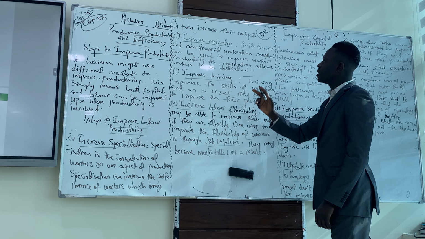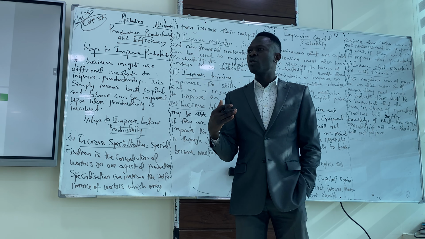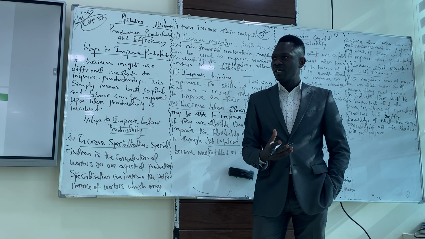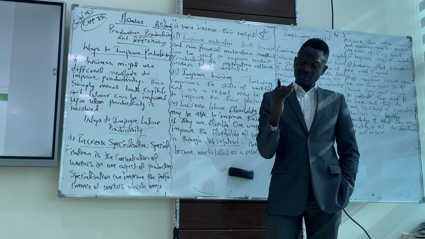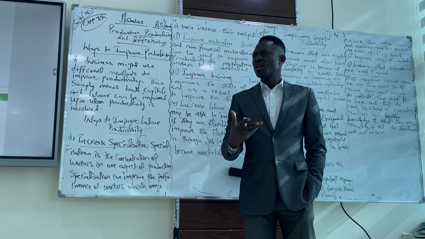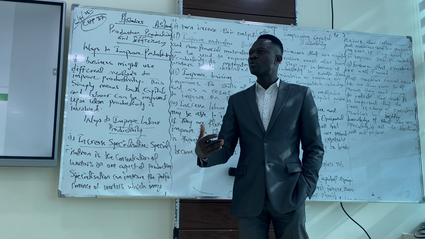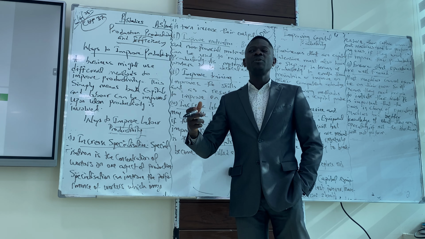The second way is through motivation. When we talk about motivation, we're talking about things that make workers want to work, things that make them happy at the workplace. For motivation, we have financial motivation and non-financial motivation. For financial motivation, we're talking about bonuses, increased wages, commissions, and the rest. This could make workers want to do more. And for non-financial motivation, we're talking about fringe benefits. When you give workers these things, it makes them happy, and they will be committed or dedicated to the work. And because they are dedicated to the work, it will increase productivity.